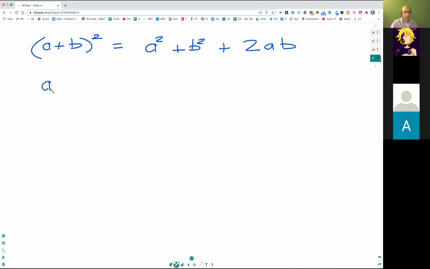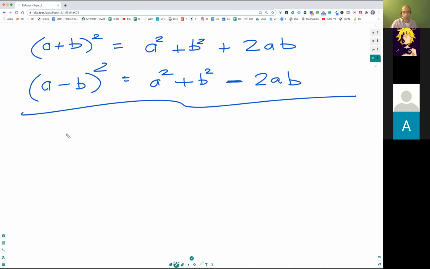And then (a minus b) squared is going to be the exact same thing here. I know you've all done this before. You might have forgotten it. Only the minus is just here in front of the 2ab. So these are two important formulas. Let's try to solve this problem here.